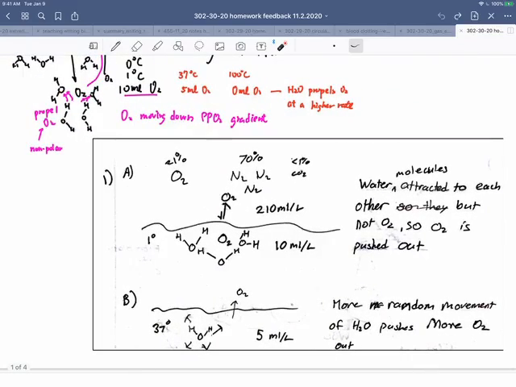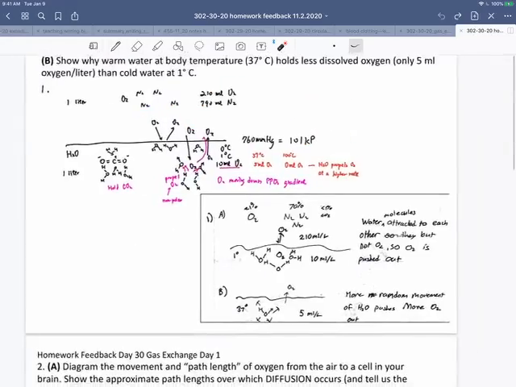Here is another way of saying it. This one was a little bit simpler. Water molecules are attracted to each other, but not oxygen, so oxygen is pushed out. There's our oxygen not being attracted and tending to push out. So at equilibrium, there's 20 times as much oxygen per liter in air than there is in cold water. And as the water gets hotter, that additional random molecular motion just pushes the oxygen out even faster. And at boiling, at 100 degrees centigrade, all of the oxygen gets pushed out.